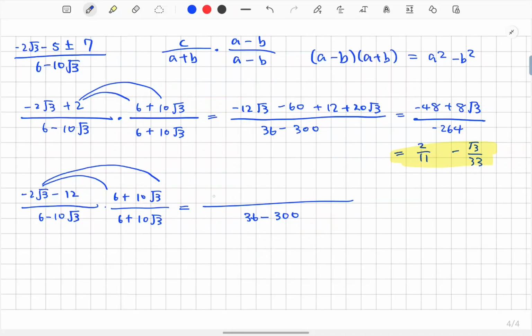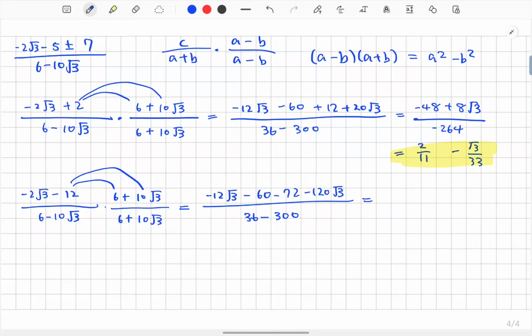We'll first distribute these two terms. The first will be negative 12 root 3, then negative 2 times 10 times root 3 times root 3. The first two integers will be 20, and the two root 3s multiplying together will give us 3. So this term will be negative 60. We'll then distribute these two terms. The first will be negative 72. Then the second one will be negative 120 root 3.